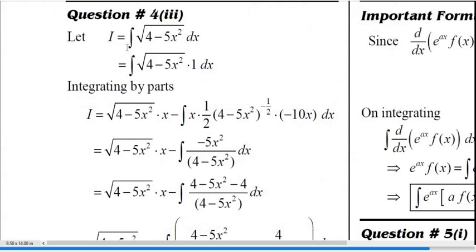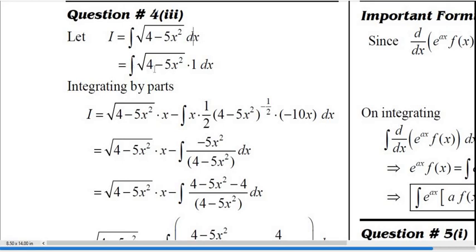Part number 3: let I is equal to the integration of square root of 4 minus 5x square dx. The derivative of the inner function is minus 10x, which is not available here. That's why we take another function which is 1. So we have two functions. Now applying integration by parts on these two functions.